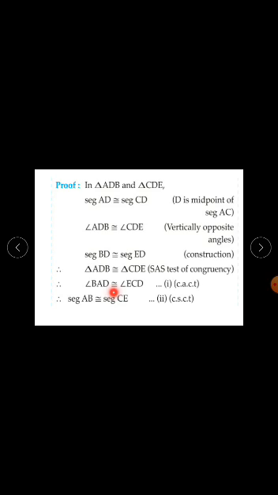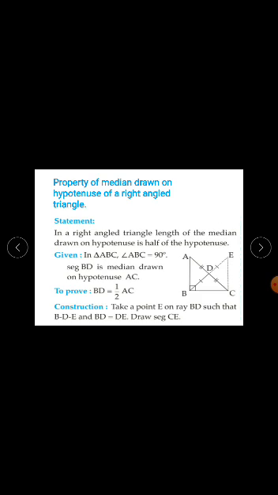Therefore, angle BAD is congruent to angle ECD. Reason is CACT: if two triangles are congruent, then their corresponding sides and corresponding angles are congruent. CACT means corresponding angles of congruent triangles. And seg AB is congruent to seg CE. Reason is CSCT, corresponding sides of congruent triangles.